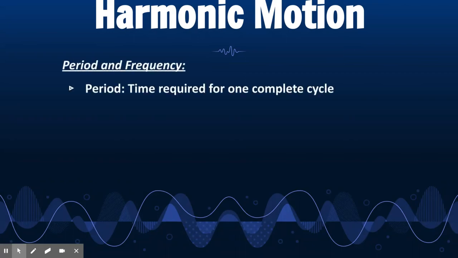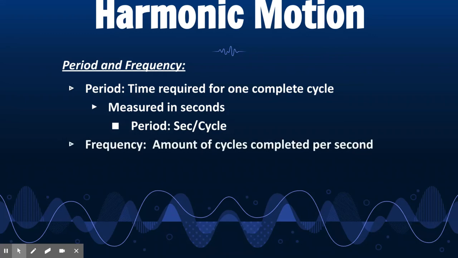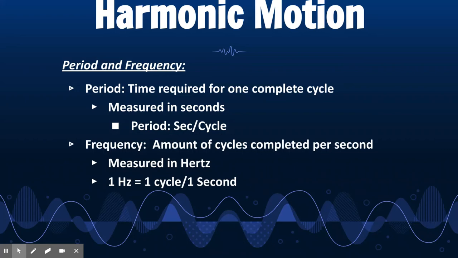When we look at period and frequency, period is the time required for one complete cycle, and we measure that in seconds. If we wanted to calculate the period, we would take the amount of seconds and divide it by the cycle. So if it took 2 seconds to do one complete cycle, our period is 2 seconds. Frequency is the amount of cycles per second. So in that same frame, if we had one cycle in 2 seconds, that would give us 0.5 hertz, or 0.5 cycles per second.